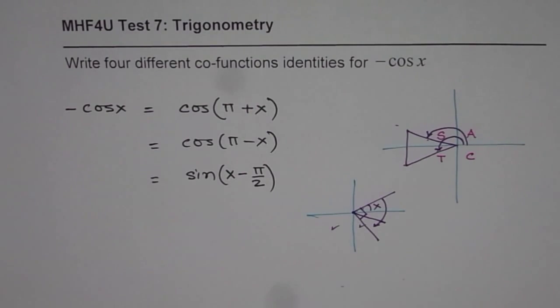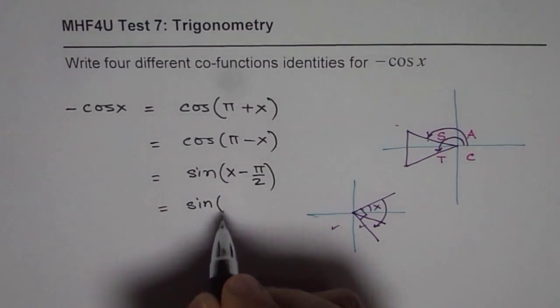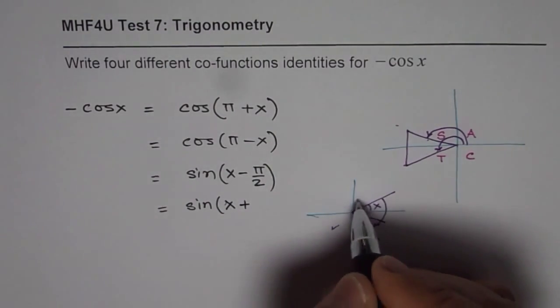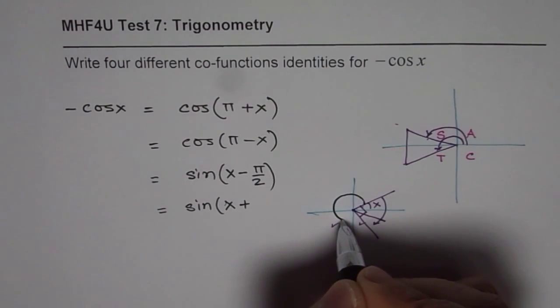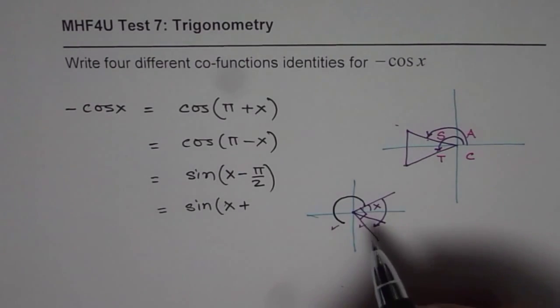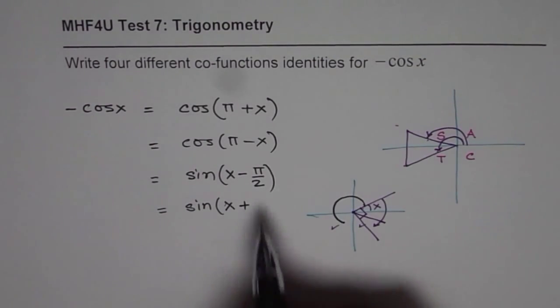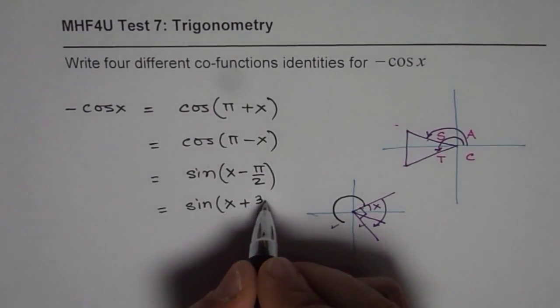The other one, we could also use is sine of x plus 3 pi by 2, right? So we could go like this also, correct? And then land up here. So that is also possible. But do not land in quadrant 2, because in quadrant 2 sine is positive. Is that okay? So we could do x plus 3 pi by 2.